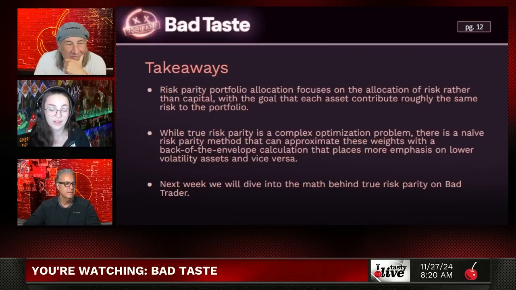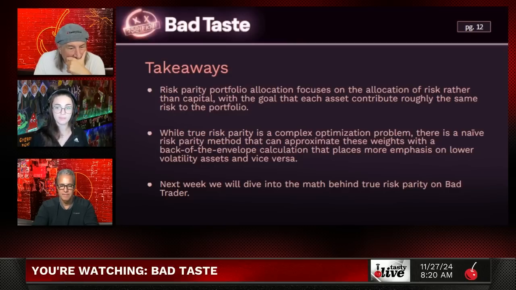Just to conclude, risk parity portfolio allocation focuses on the allocation of risk rather than the allocation of capital, with the goal of having each asset contribute roughly the same amount of risk to the portfolio overall. While true risk parity is a complex optimization problem, there's a naive approach that can approximate these weights with a back of the envelope calculation that places more emphasis on lower volatility assets and vice versa.